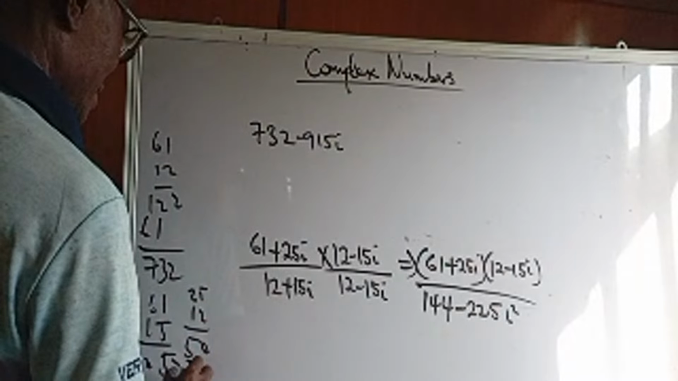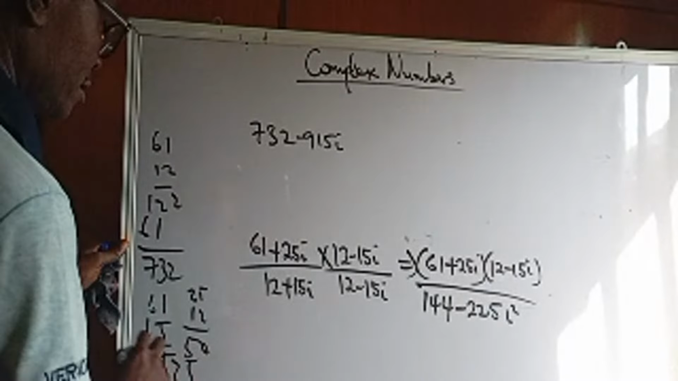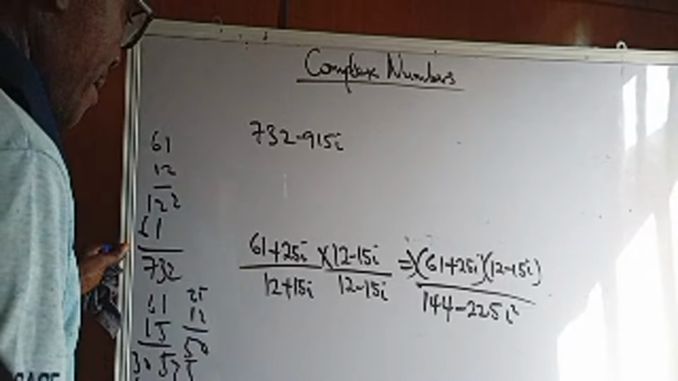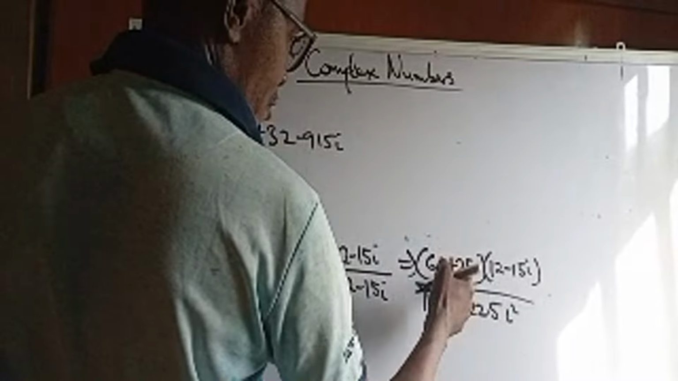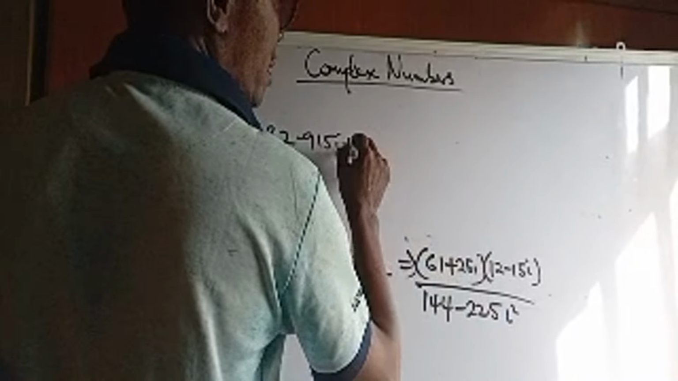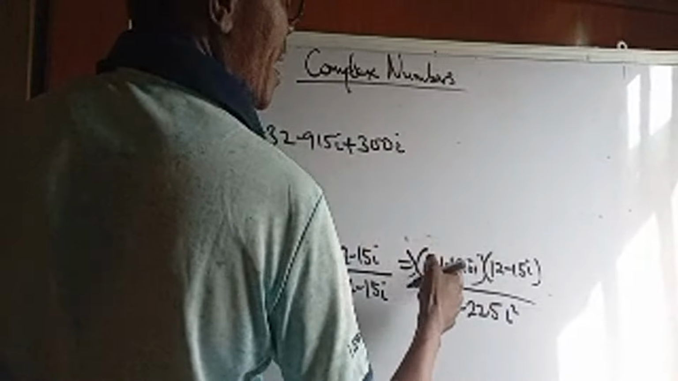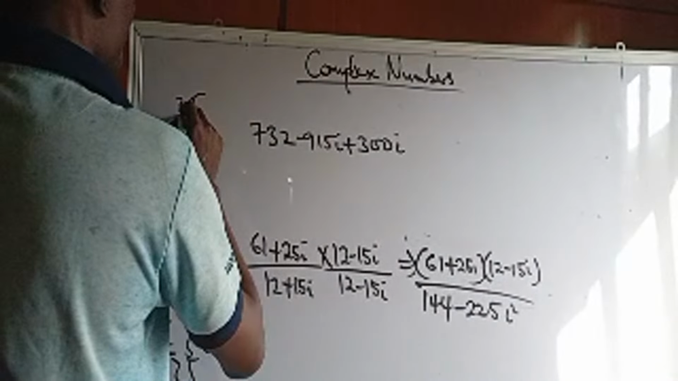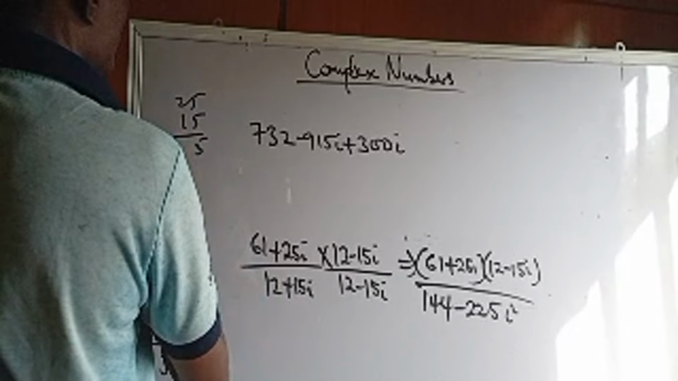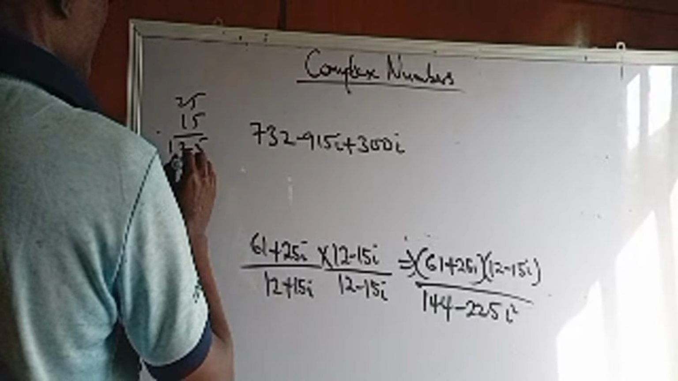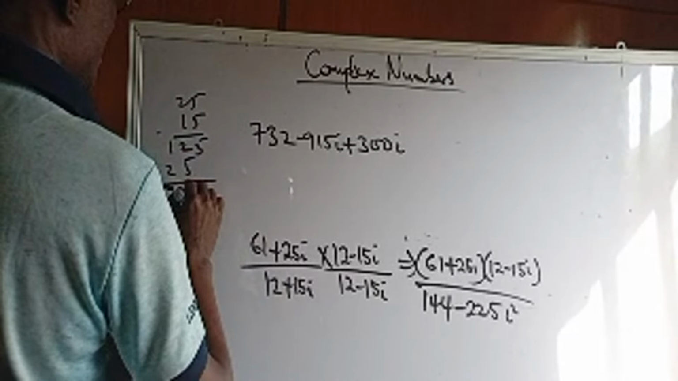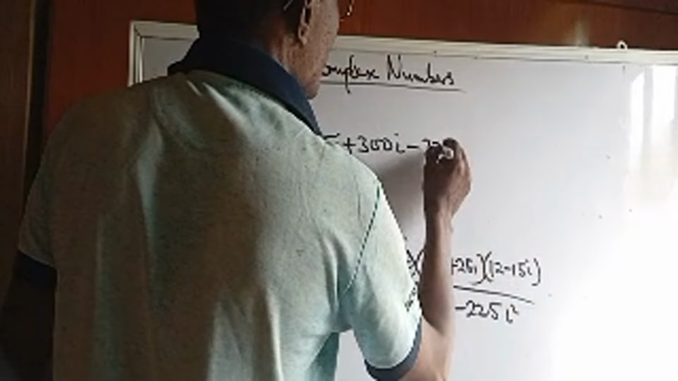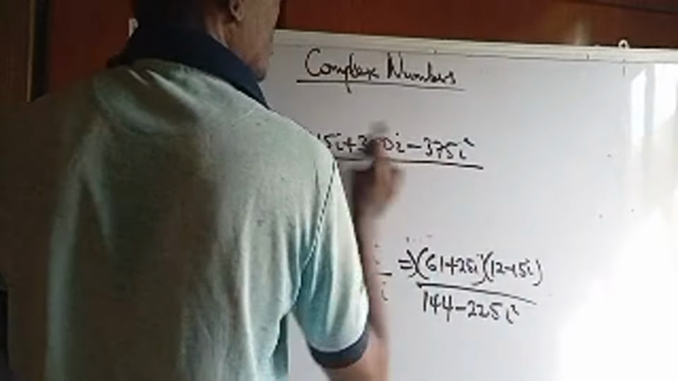What is that? That's 300. 25 times 12 should be 300. Okay? Yes. So that means we multiply this by this, we have plus 300i, then plus 25 times minus 15. What do we have there? You have 375. So we have minus 375 i squared.